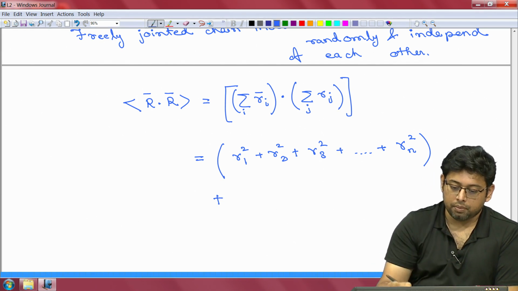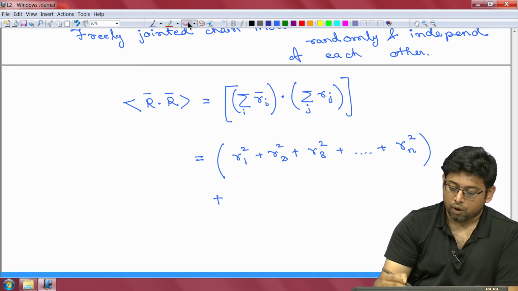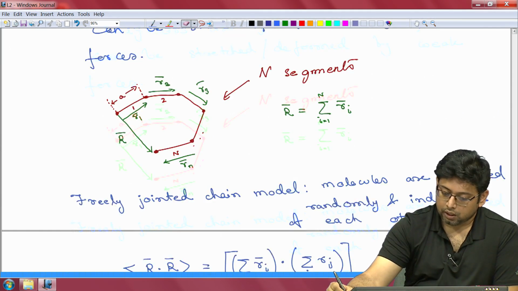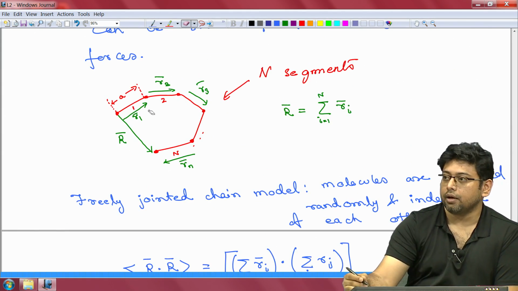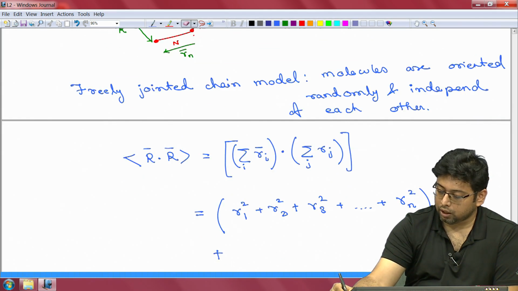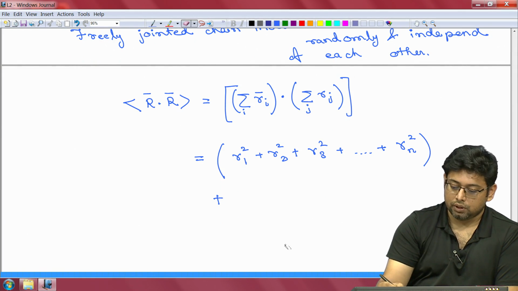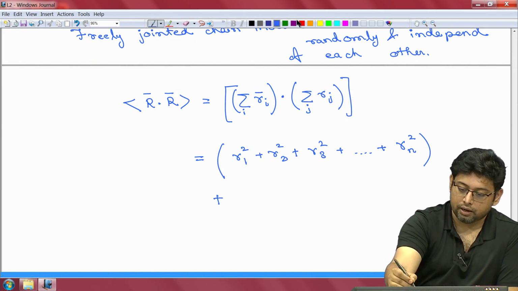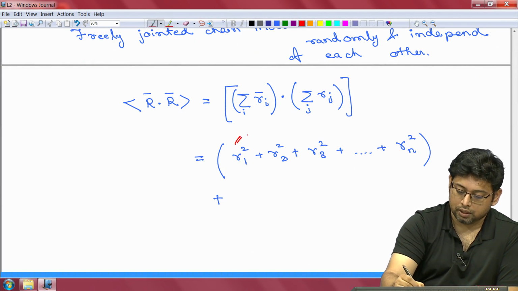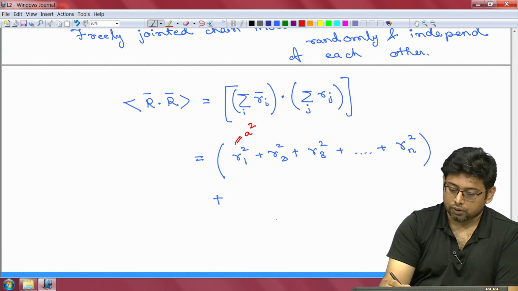Okay. Maybe we will just do one quick thing, which is we had said here that the size of each of these is a. Since we are talking about the magnitude of these vectors, we will just go ahead and replace them. So, each of them is basically a square. These different numbers are actually the same, and they are all equal to a square.